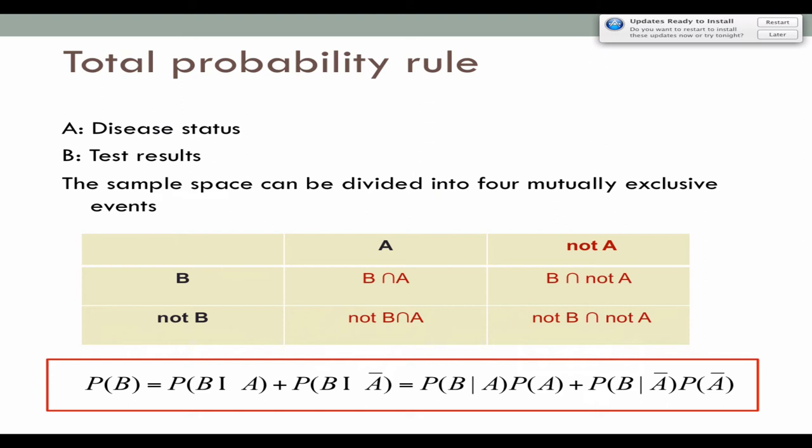For each of them, we can use the multiplication rule to rewrite them using the conditions we already know. P(B intercept A) equals P(B given A) multiplied by P(A). And the other one is P(B given A bar) multiplied by P(A bar). This is the total probability rule. Is that okay? Using the conditional rule, we can come up with the probability for P(B). So all of those four elements we should be able to figure out from the problem, then we can calculate the probability of B.